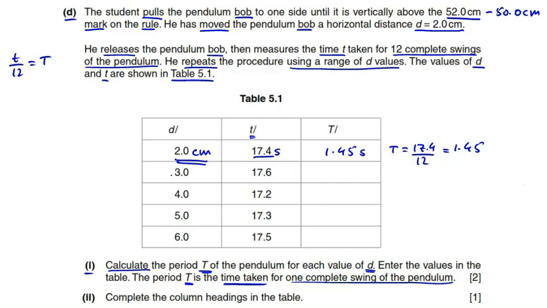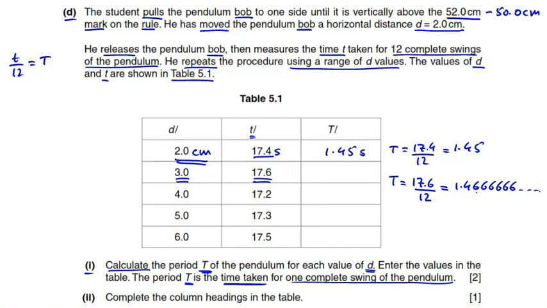Let's determine the period of pendulum for d equal to 3 centimeters now. See students, here the time taken for 12 swings is 17.6 seconds. So the period is calculated as 17.6 divided by 12, which is equal to 1.46666666 and the value continues.